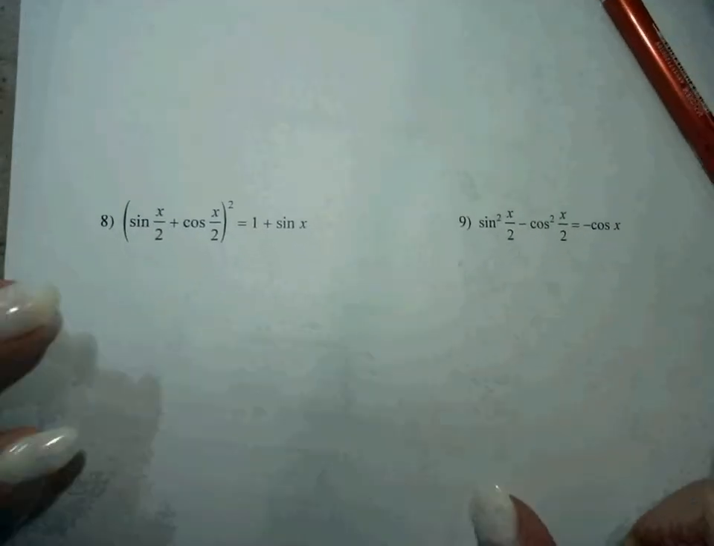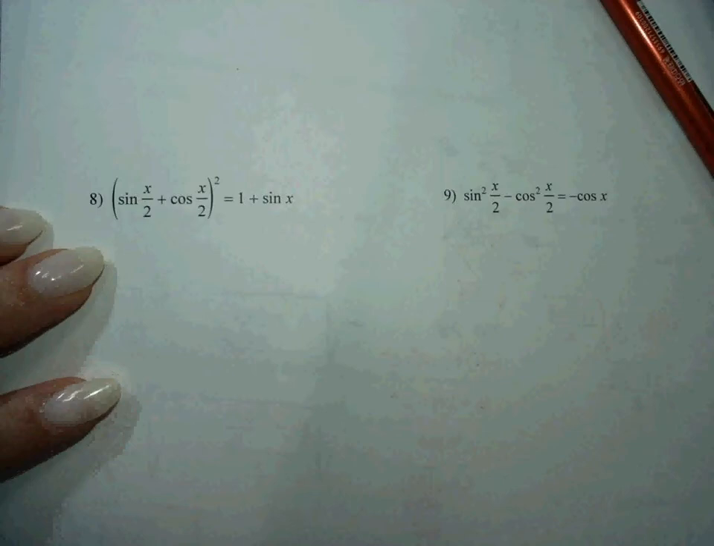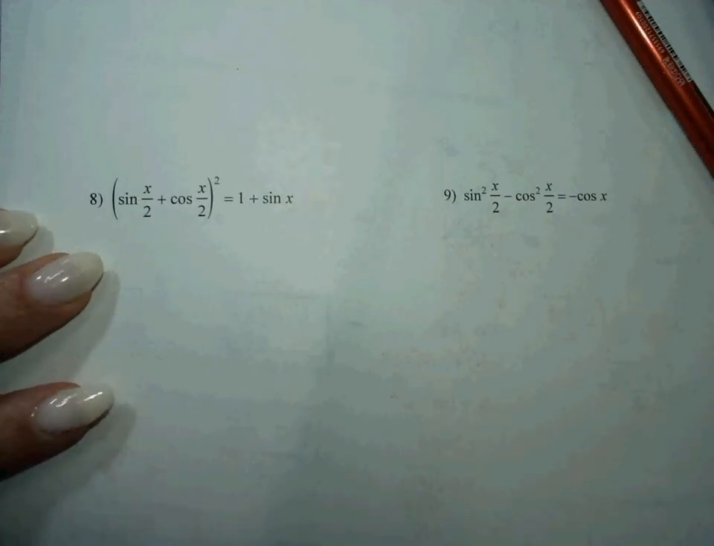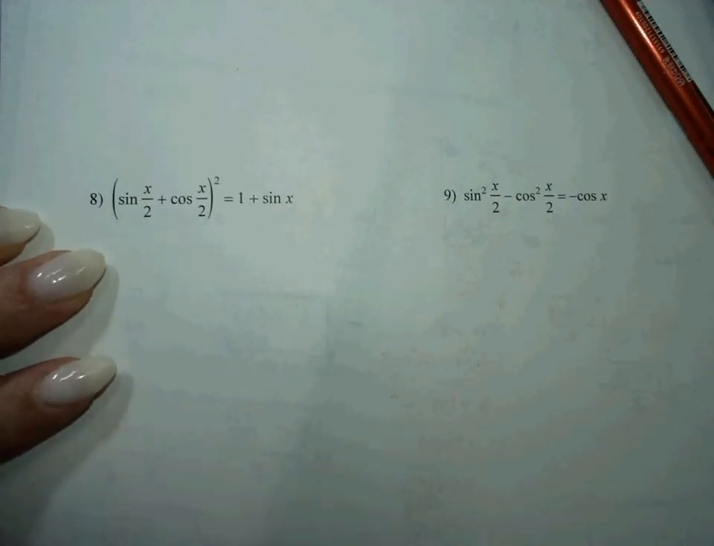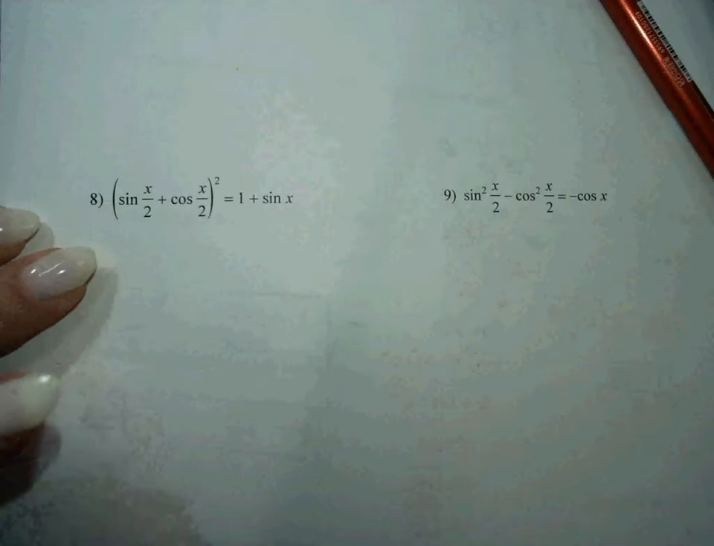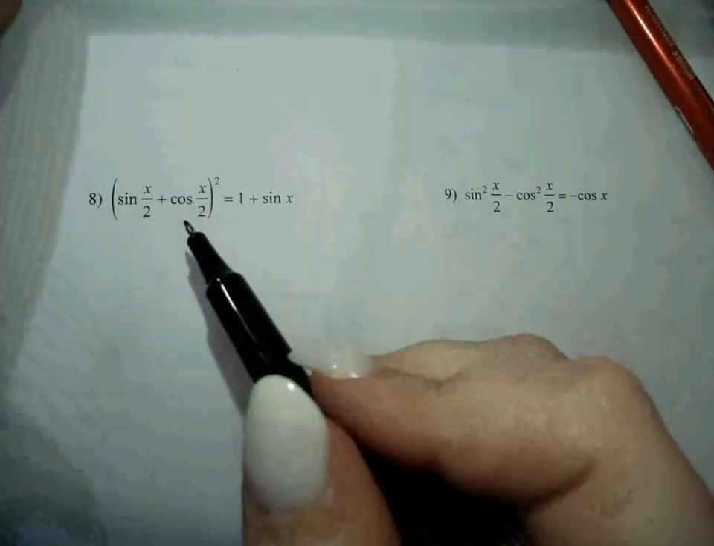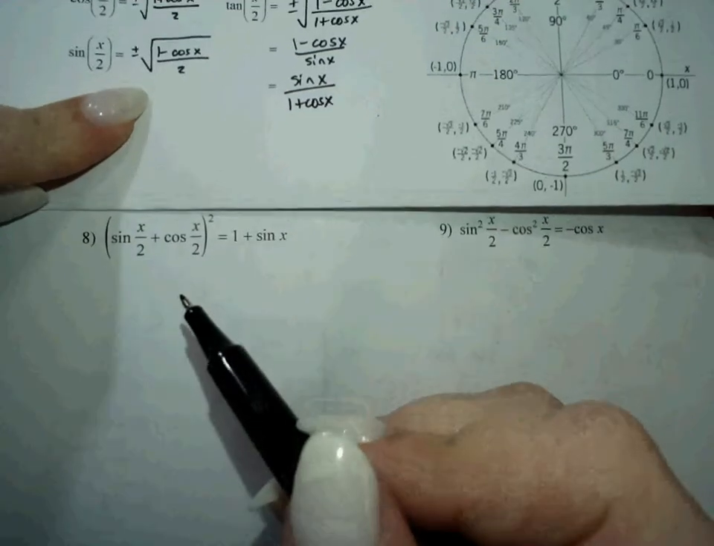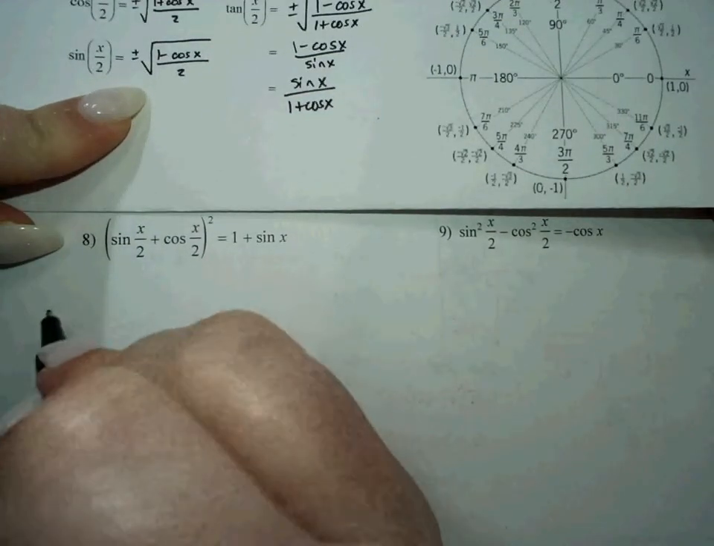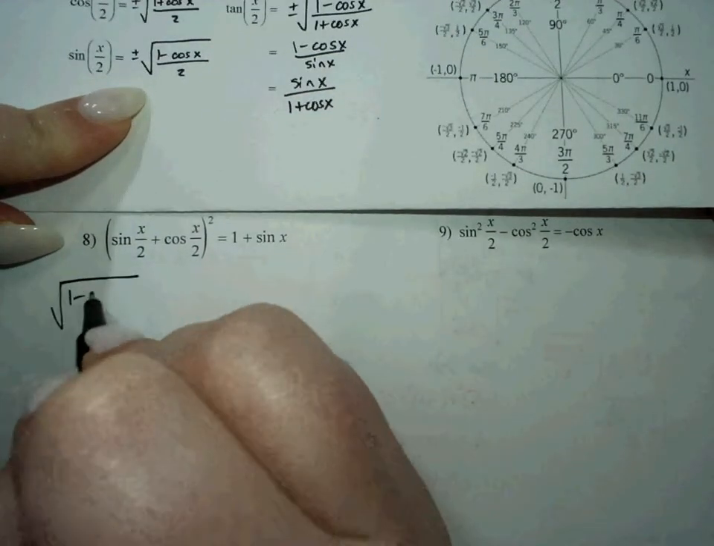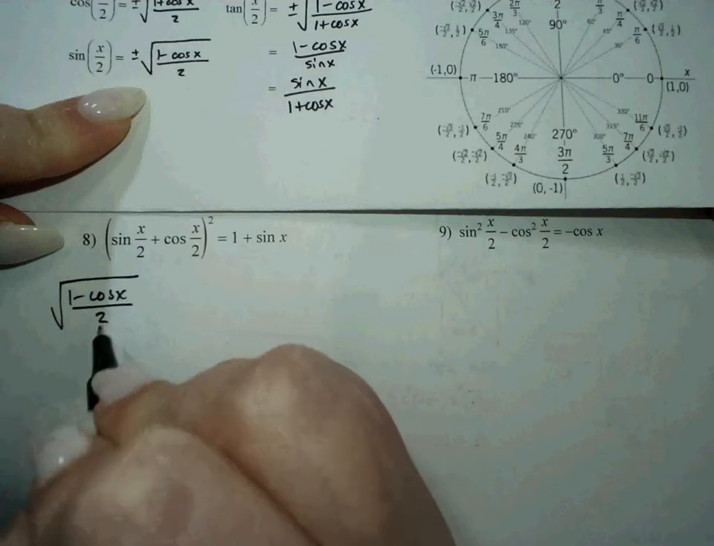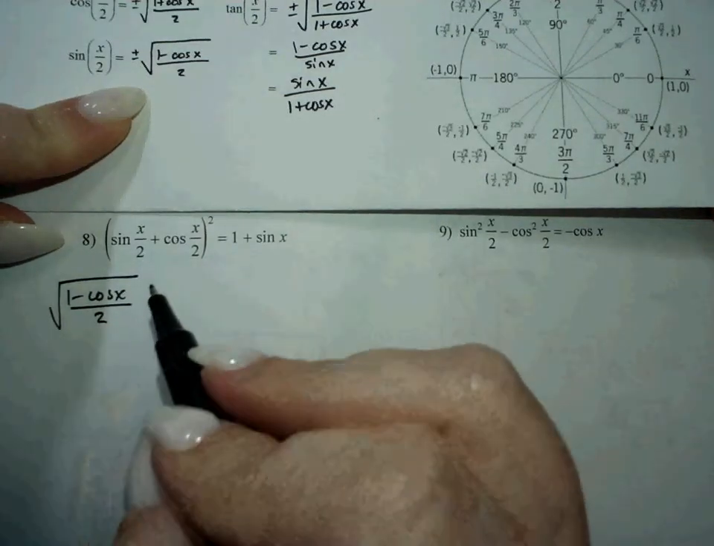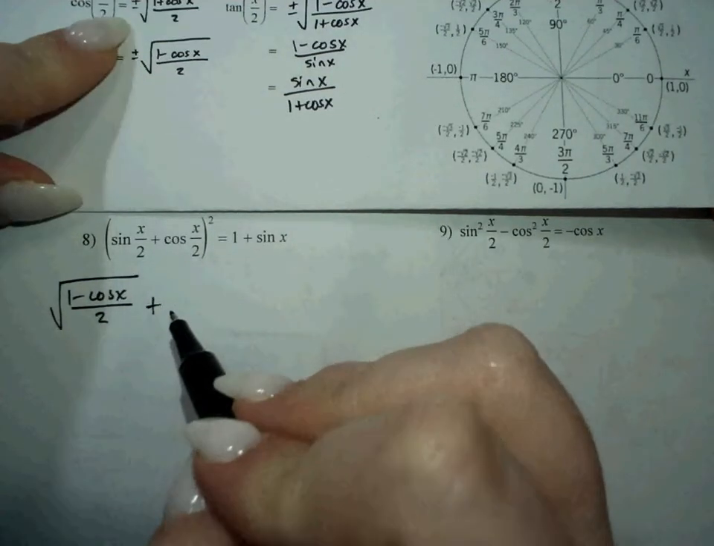One more, let me do number 8 with you guys. Actually on number 8, what I think I'm going to do is get you started. I'm not going to finish it out for you, but after I do the majority of the first few steps, you should be fine. So sine of x divided by 2 is this square root, okay? It is plus or minus, but we're going to square, so it's fine to just write it as a square root. So I'm going to go ahead and replace that. 1 minus cosine of x divided by 2.